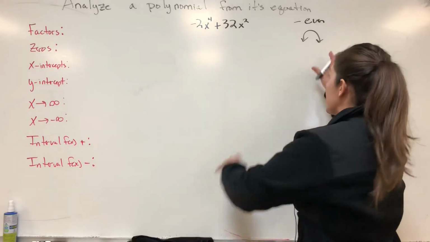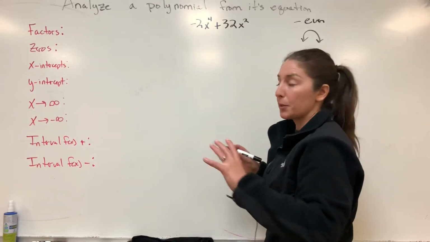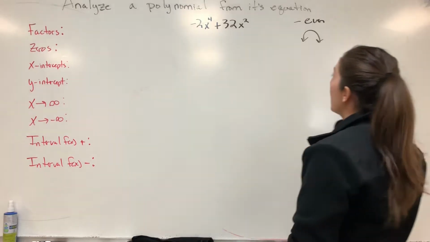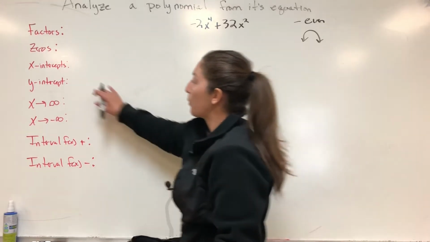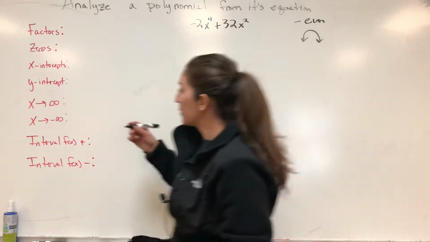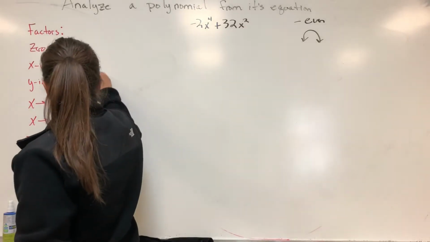So with this in mind, let's try to answer some of our questions before we even have to factor or go into any of that. Well, we can answer our y-intercept, right? What happens when we plug in 0 for x? Everything goes to 0. This has a y-intercept at (0, 0).